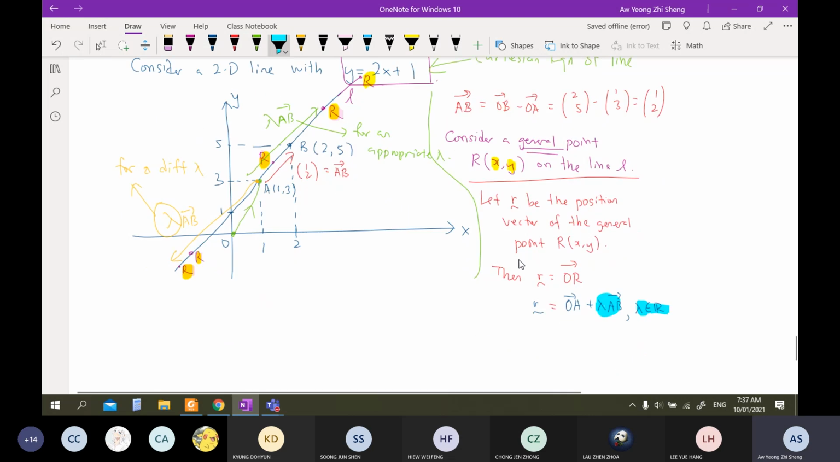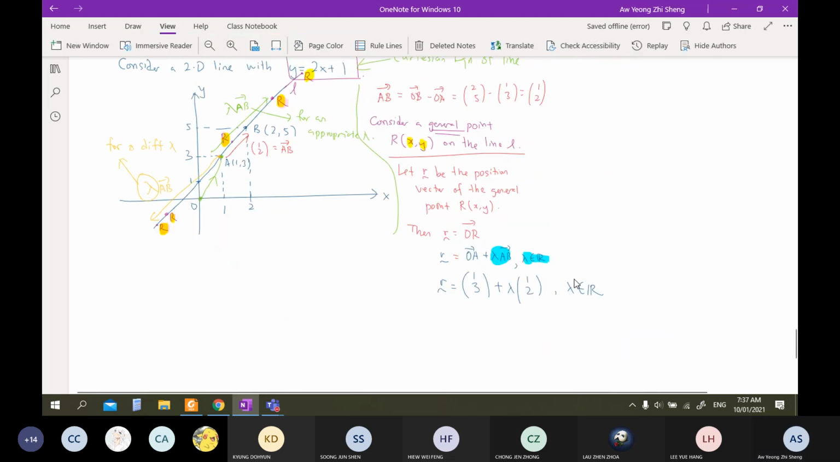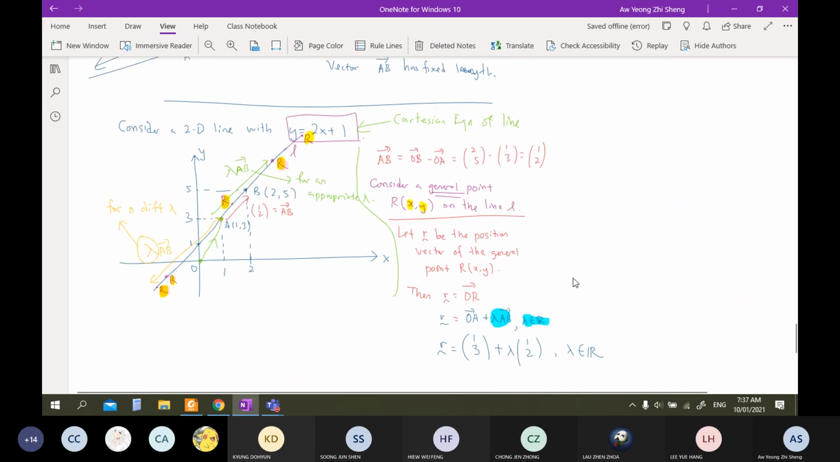Right. Now, if I write it in vector form, like in bracket form, where I sub in the values, what is my OA? OA will be (1, 3). AB will be the vector (1, 2), lambda in R.